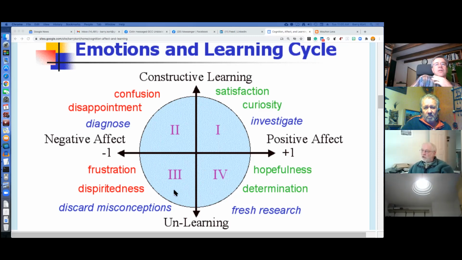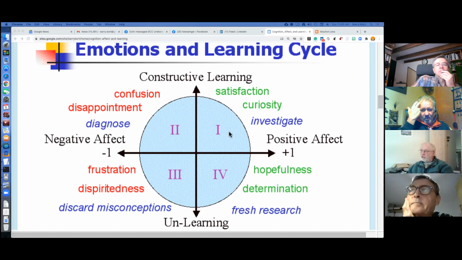So you throw away the parts that you have diagnosed as misconceptions. Then you say, okay, now that I've taken out the garbage, I'm going to go back and do it better this time. So you get back over to quadrant 4, where you're going to begin to do some fresh research. And as soon as you get some new ideas, you're back up here building knowledge. So in the phase space, on this version, you go counterclockwise.